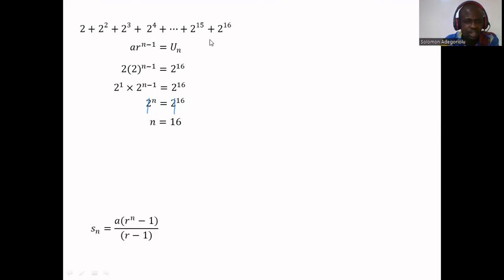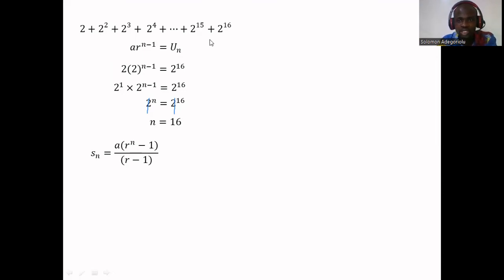If that is the case for n, then let's take a look at the sum. We want to look at when we sum these numbers together, what is going to be the total sum. So we're going to use the formula for the sum of a geometric progression. Sn is equal to A into bracket R raised to power n minus 1 over R minus 1. A is the first term, which is 2, and the common ratio is also 2. And we said our n is 16. So we substitute those values in.